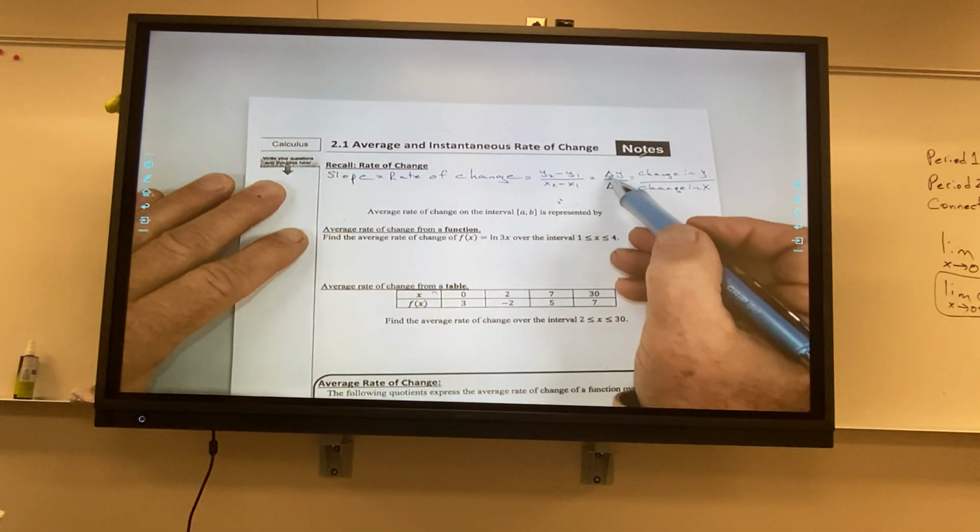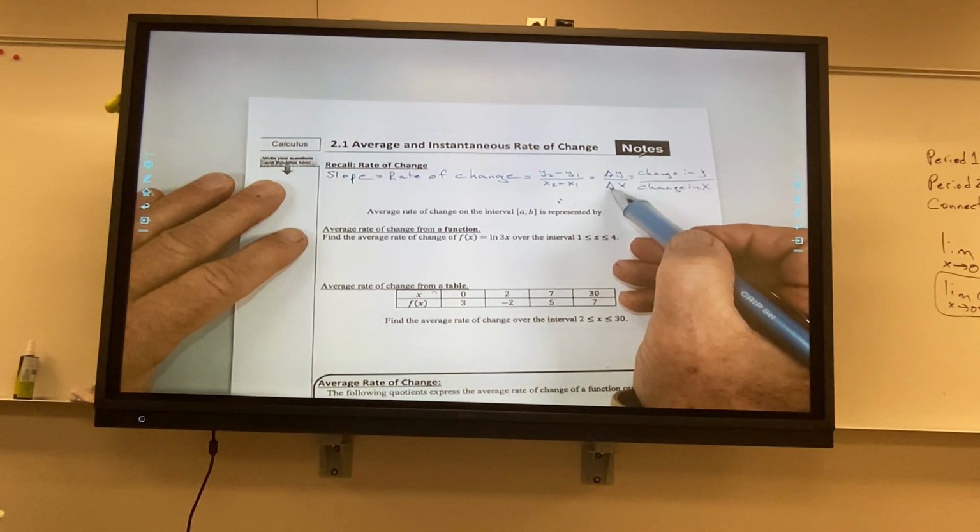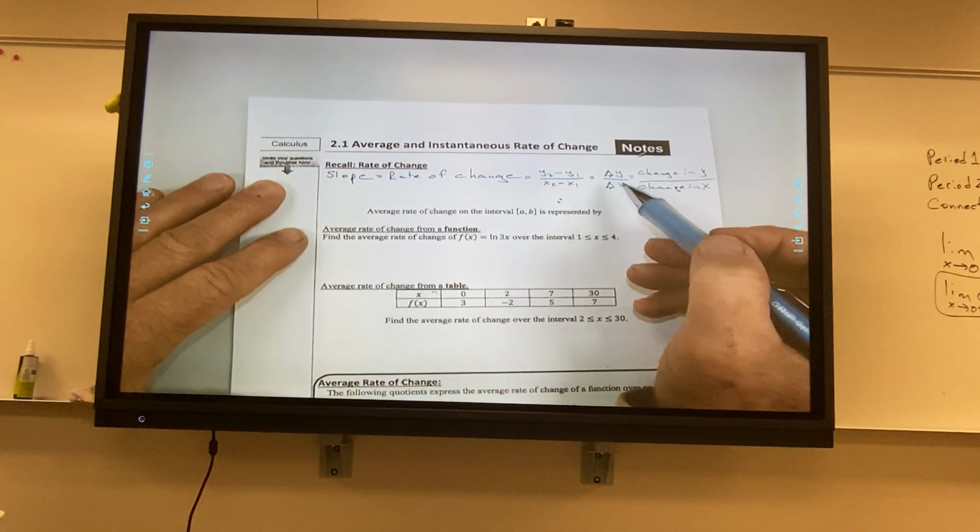This is the Greek symbol for delta, that triangle. Like in Louisiana, it's called the delta because it's always changing. And you'll see that quite often.